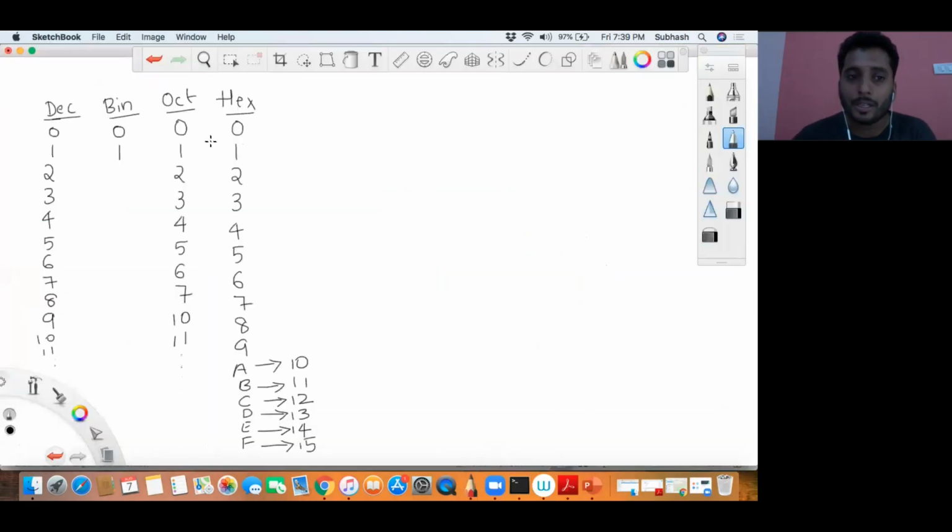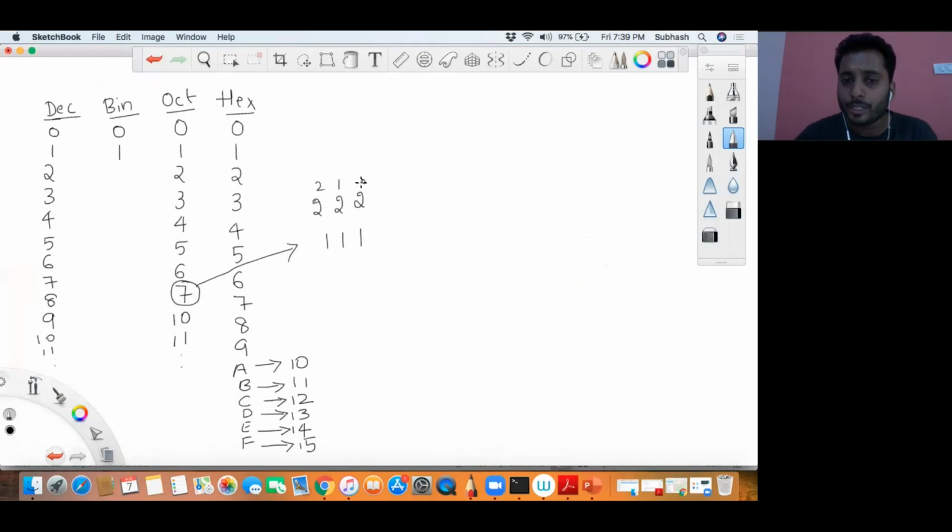How is it? If you see this, this is your octal number system. The biggest number in the octal number system is 0, 1, 2, 3, 4, 5, 6, 7, which is basically 7. And to represent 7, how many bits do you need? You need a maximum of only 3 bits: 1, 1, 1. How is it? This is 2 power 0, this is 2 power 1, and this is 2 power 2.